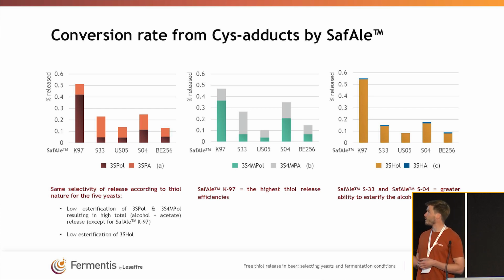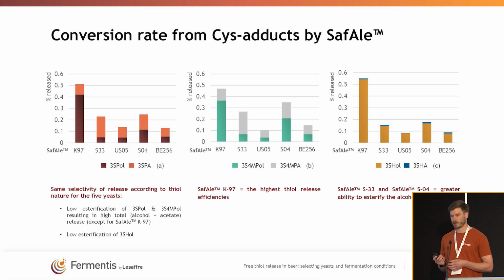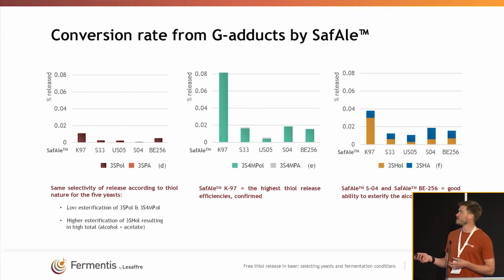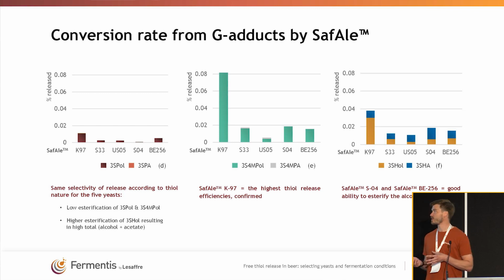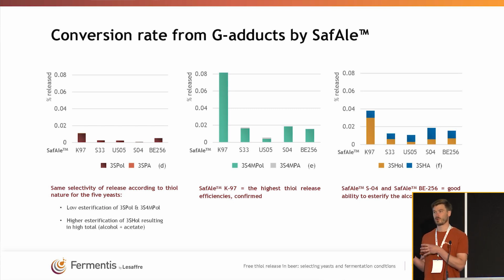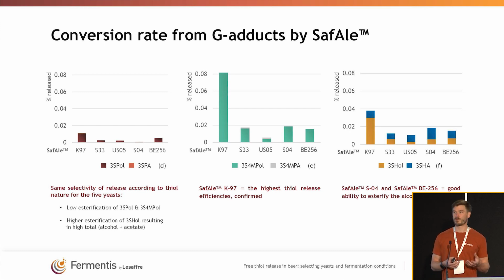And so this was for the cysteine adducts, so from one group of precursor. And if we look at the glutathione adducts, so the ones that need not only beta-lyase but also gamma-GT and carboxypeptidase, we see that, for example, for 3SP, not much thiols extracted here. What you can also note is that the percentage of release is around 10 times less for the glutathione adducts than it is for the cysteine adducts. There are more enzymes involved, so it's maybe a longer process, more difficult for the yeast to release the thiols.